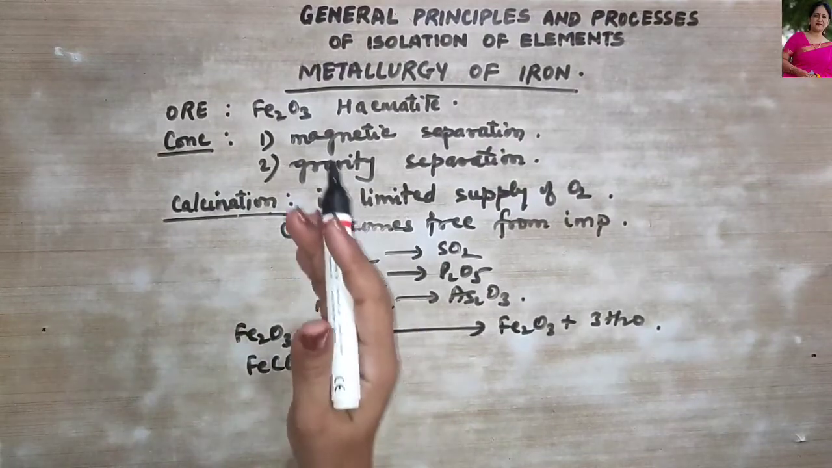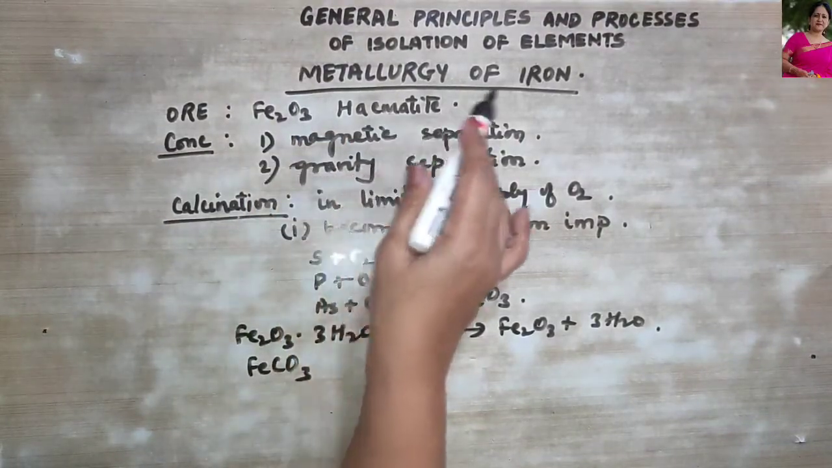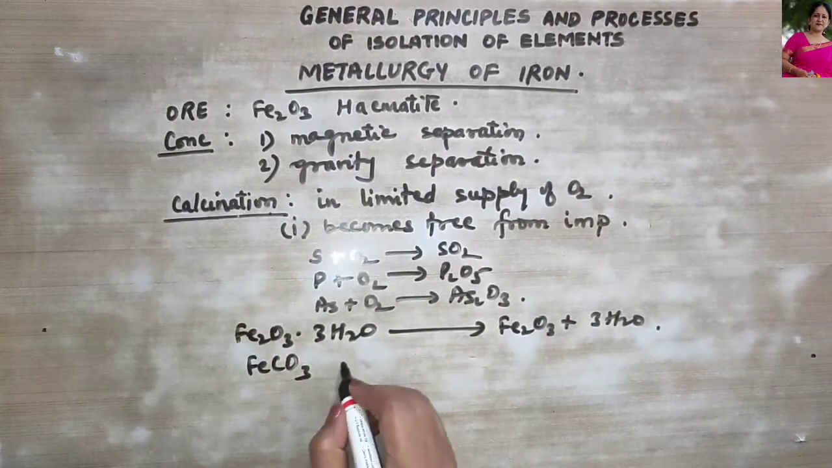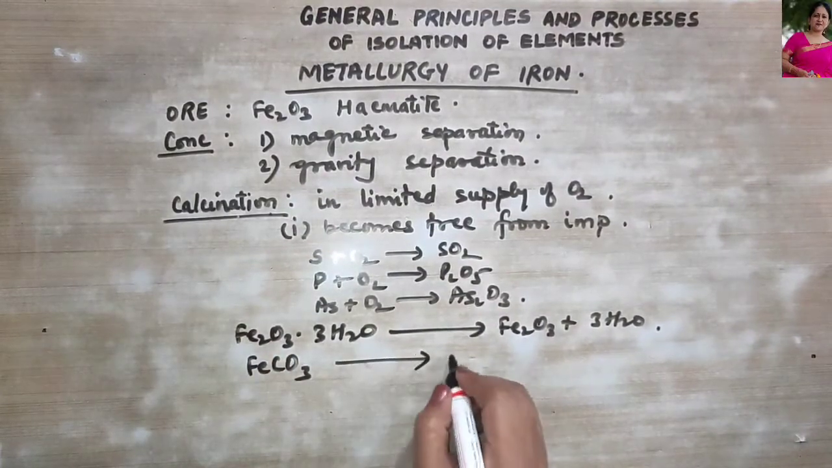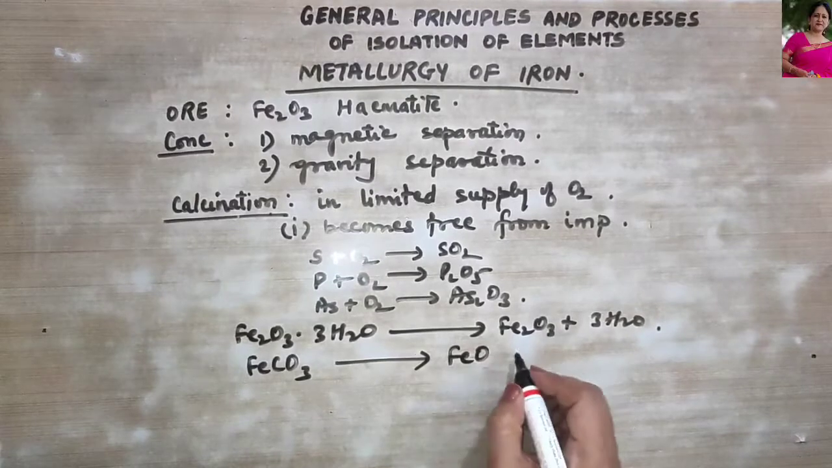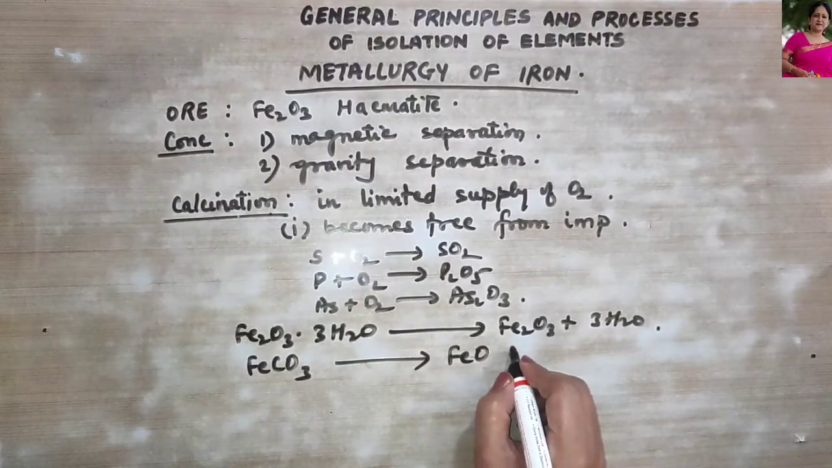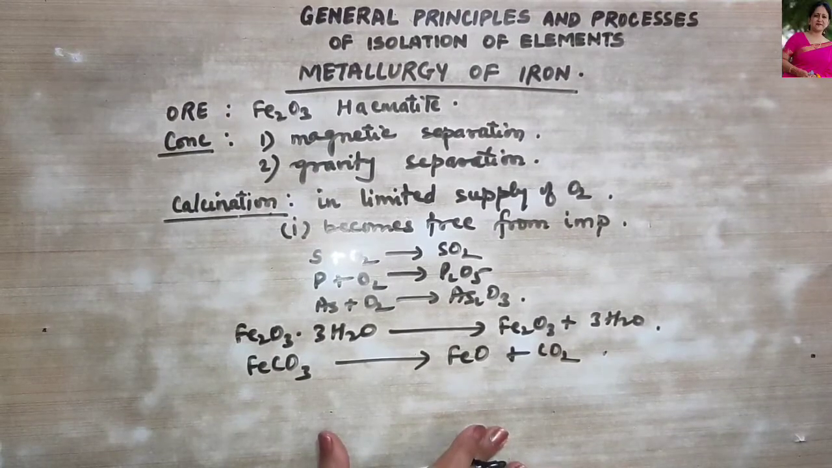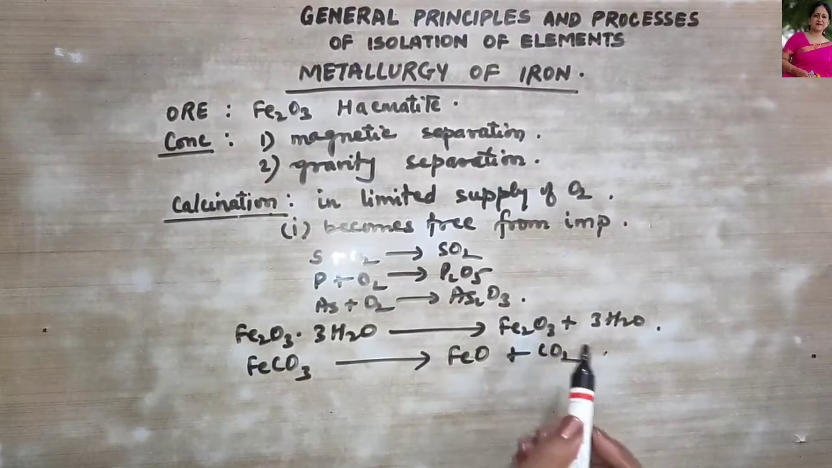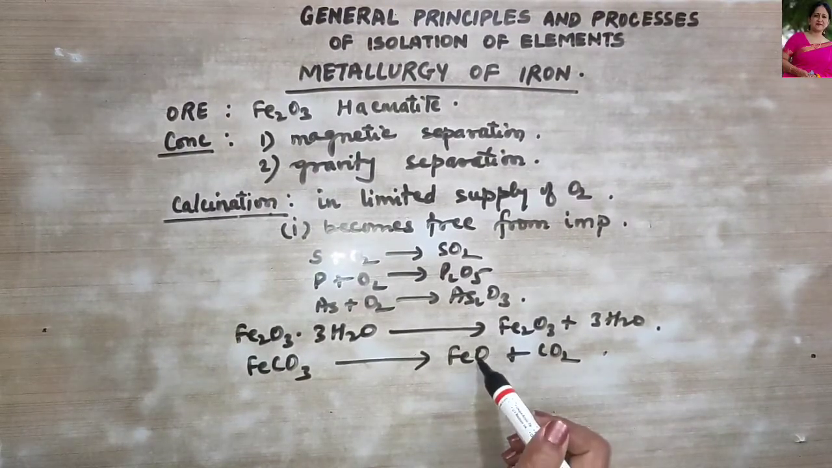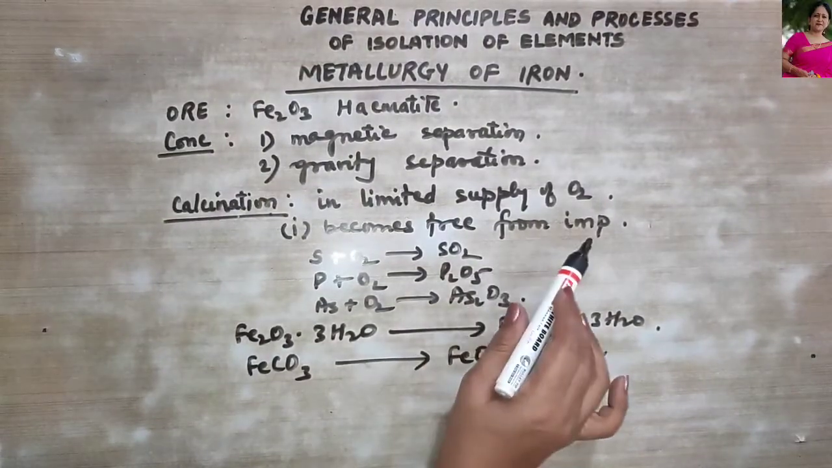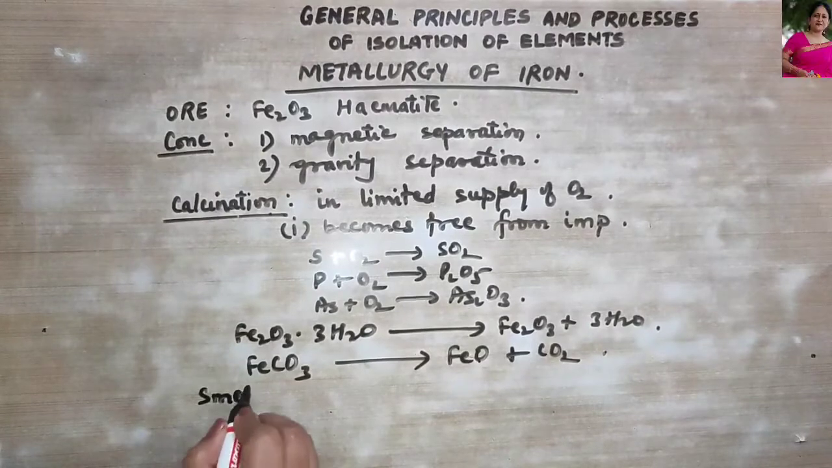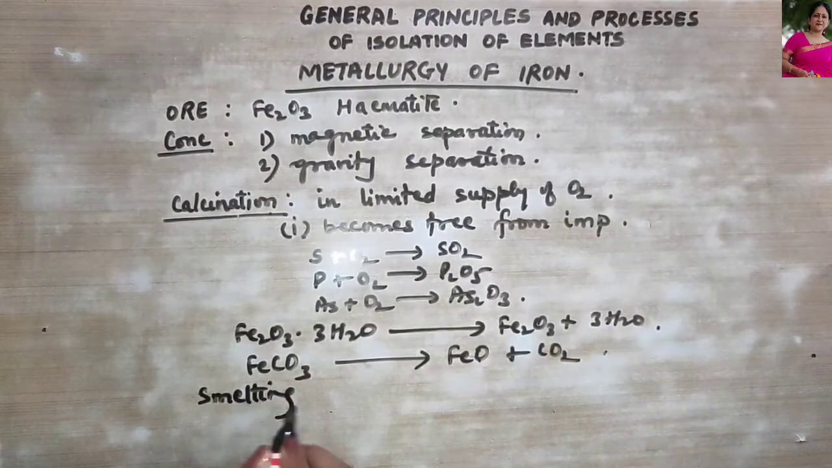So in general, what am I saying? All the ores of iron are always calcinated. And so on calcination, what do we obtain? We obtain iron oxide, plus carbon dioxide gas is given out. So after this, since we have obtained the oxide ore which is free from the impurities, we next move to the step that is called smelting.